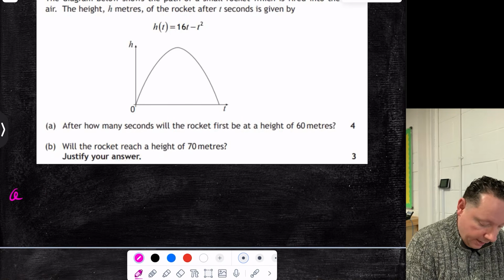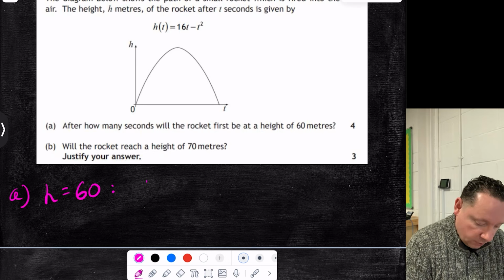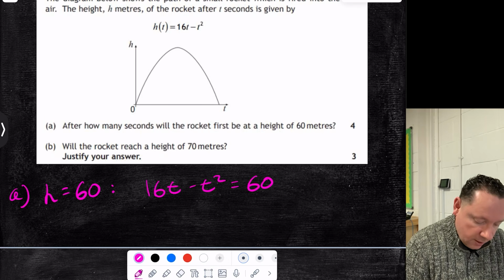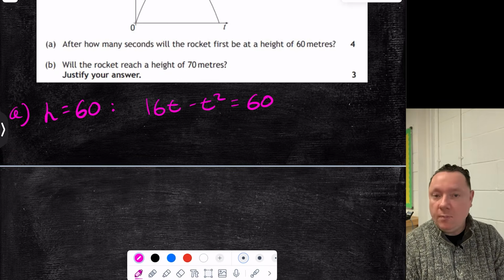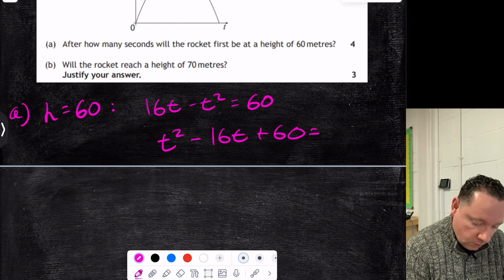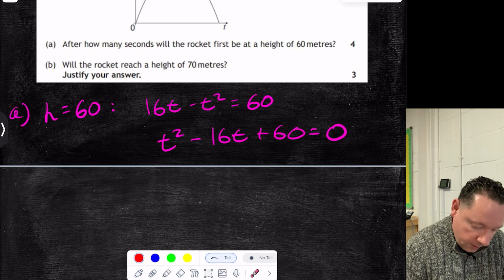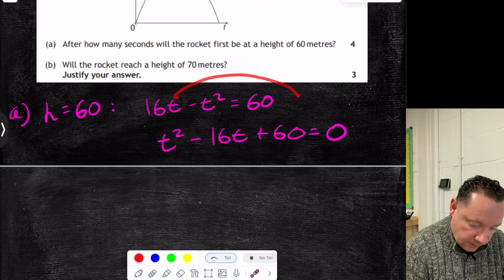So for part A, it's telling us that h equals 60. So I just sub that in. I've got 16t minus t squared equals 60. So moving everything over so that it equals 0, I'll move it to the right so I get a positive t squared. So that gives me t squared minus 16t plus 60 equals 0. All I've done is move the minus t squared over to make positive t squared, and move the 16t over to make minus 16t.